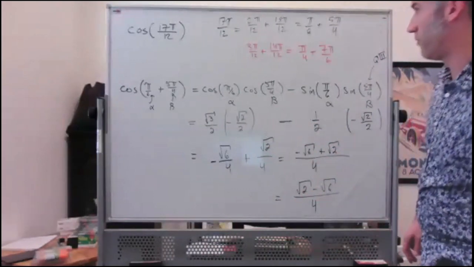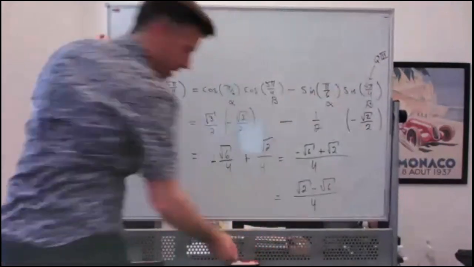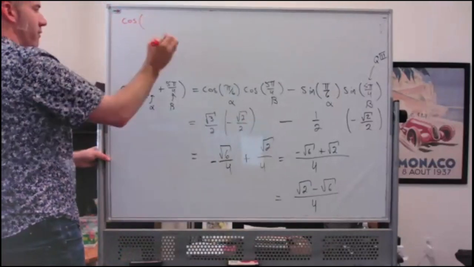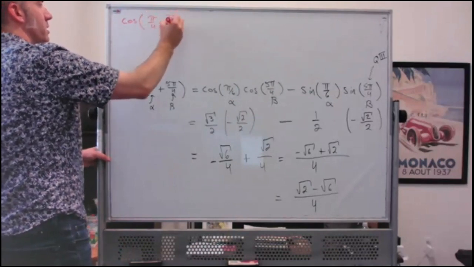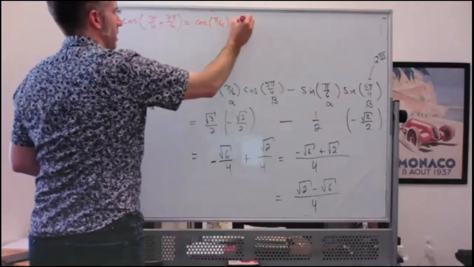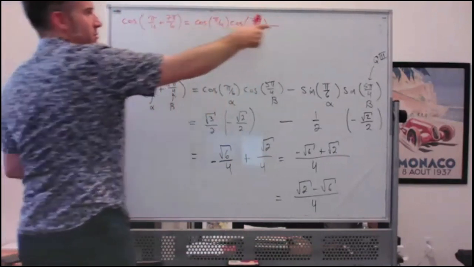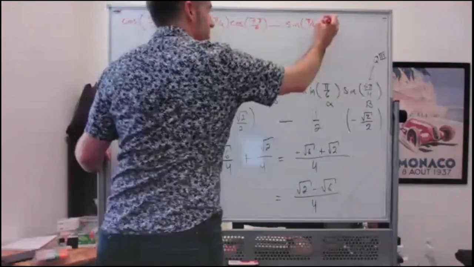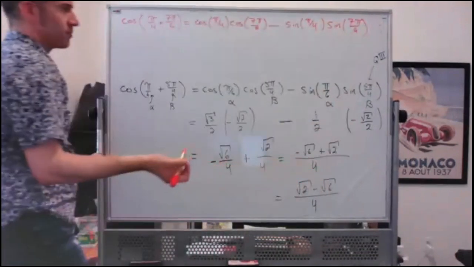And I'm giving myself not enough room here. I'll just write it up here. So if we did it the other way, if we chose to use instead cosine of pi over 4 plus 7 pi over 6, it would be cosine of pi over 4 times cosine of 7 pi over 6 minus, since it's a minus in the formula for cosine of a sum, sine of pi over 4 times sine of 7 pi over 6. Okay.